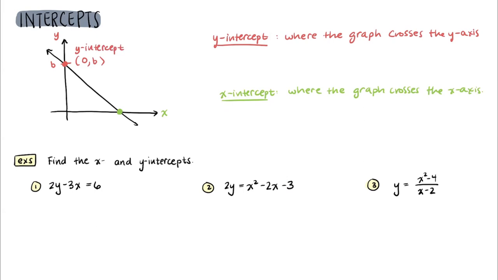So to find the y-intercept, what you want to do is set y equal to 0. If you have an equation, oops, that's not right at all, sorry. Set x equal to 0. Okay, x is 0, we want to find y. So we're going to set x equal to 0 and solve for y.